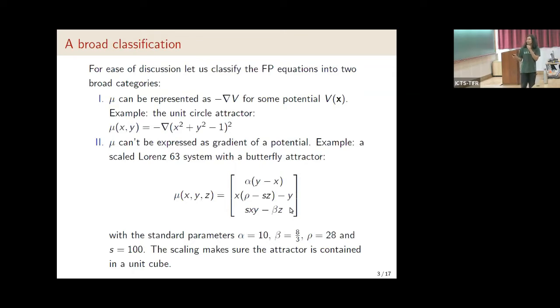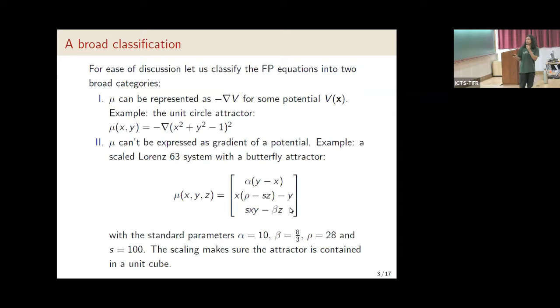For ease of discussion, let us classify the Fokker-Planck equations into two very broad categories. Category 1 is where μ can be expressed as minus grad V for some V. An example is a unit circle attractor, where V is (x² + y² − 1)². And category 2 is where μ can't be expressed as a gradient of something.